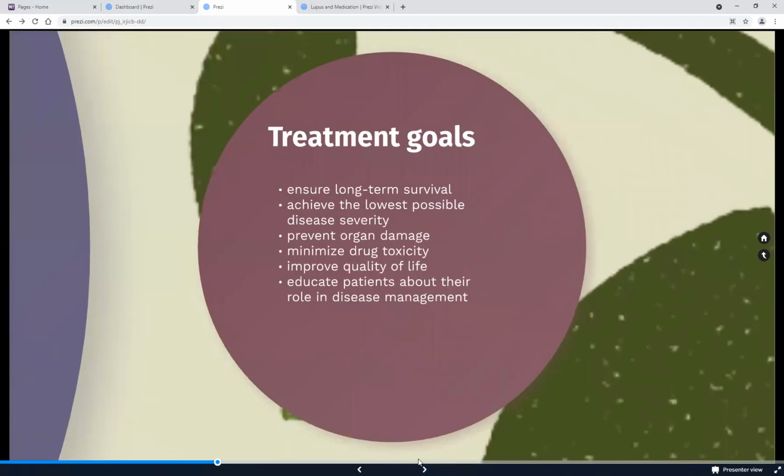In terms of goals, there are a couple worth highlighting. Obviously, long-term survival is the ultimate goal. We want people to thrive with lupus and have a very high quality of life. We want to achieve the lowest disease severity possible. We don't want to harm folks with the medications that we're using, so minimizing drug toxicity and preventing people from progressing into having organ damage. And then just helping empower people to have a role and really own managing the disease in the home setting. It's really around the educational piece and making sure people have all of the information that they need to thrive while dealing with a long-term chronic disease like lupus.